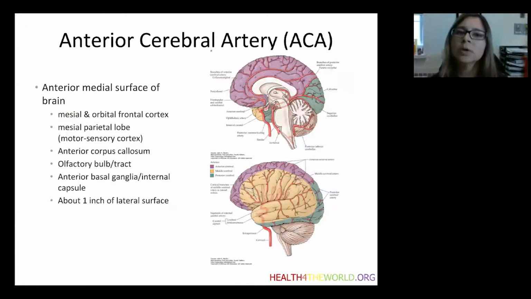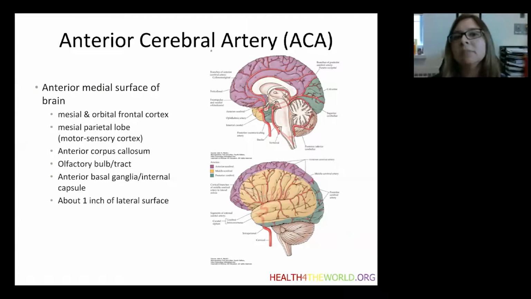Let's talk a little bit more specifically about the anterior cerebral artery. On the images on the right side of your screen, the purple area you can see is the area of the brain that is supplied by the anterior cerebral artery. So as you can see, this is most of the anterior medial surface of the brain.